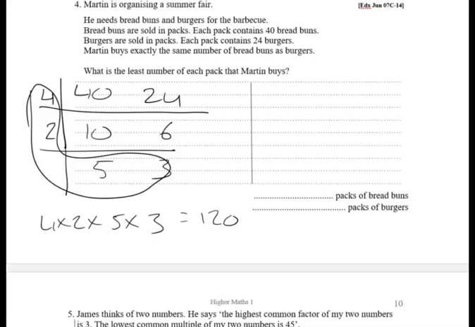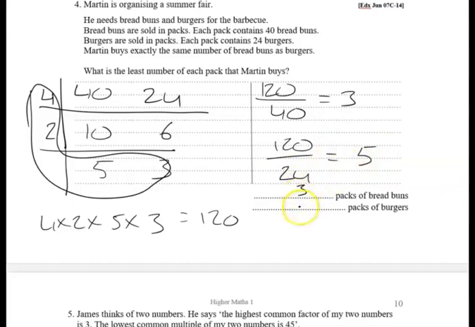Now to do that, all you have to do is get the LCM, which is 120, divided by 40, which gives us 3. Then you can do 120 divided by 24, and that's going to give us 5. So you're going to have 3 packs of bread buns and 5 packs of burgers.